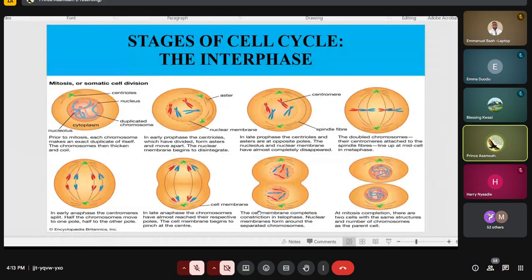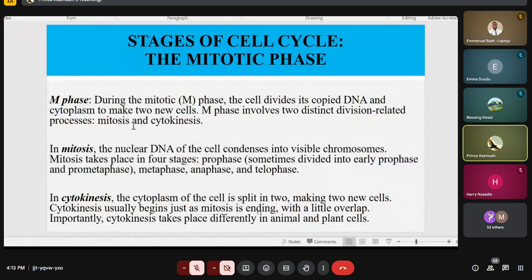So let's look at the M phase, the mitotic phase. At the mitotic phase, we say that the cell divides its copied DNA and cytoplasm to make 2 new cells. So it eventually splits up. In the mitotic phase, there's a splitting up to have 2 new cells, the parent and daughter cells. 2 daughter cells. Now the parent is no more. 1 cell has divided itself.